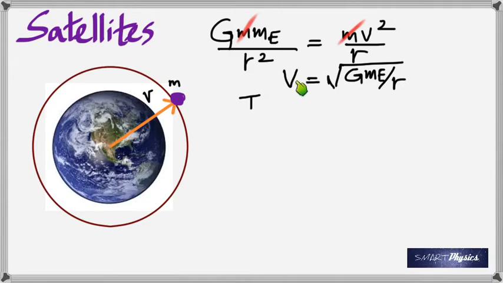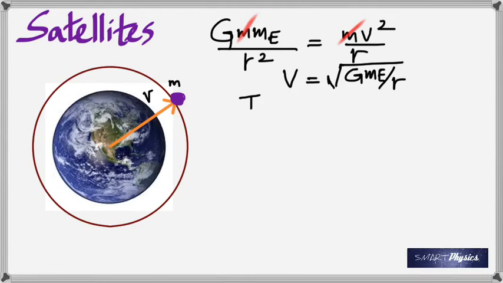Correct? And the moon is so far away that its velocity is 1 kilometer per second. 1 kilometer per second. That's not so small, but that's the smallest because it's so far away. Okay, that is the orbital velocity.